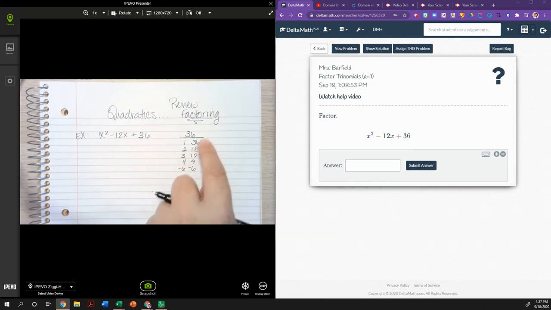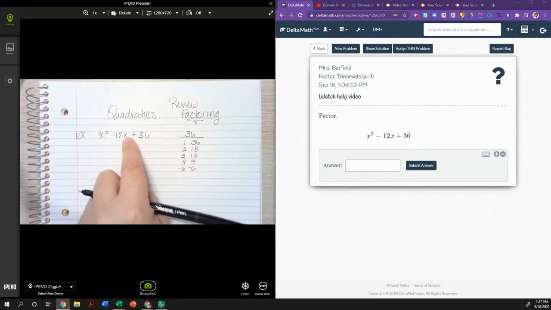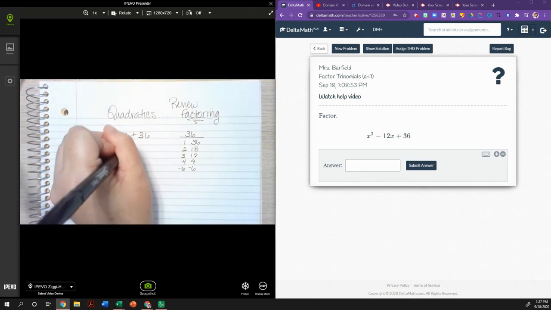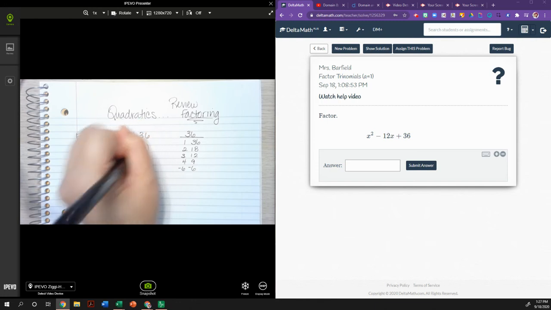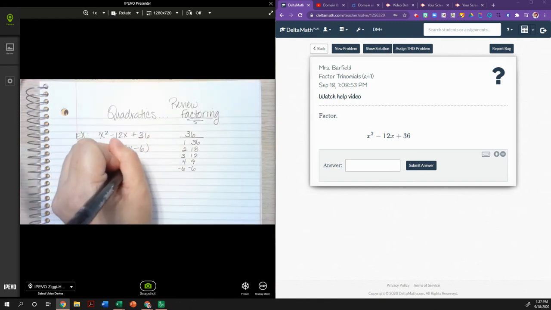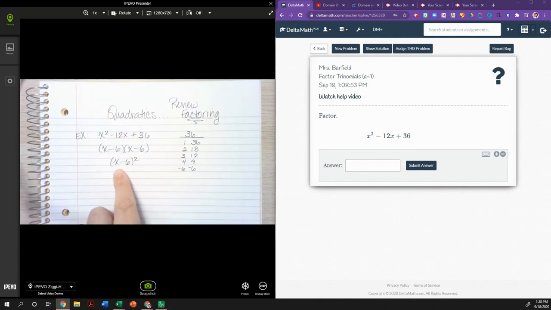They want you to write it as a multiplication problem. Think about what 36 is. The factors of 36 are 1 and 36, and when I multiply them, I get 36. So what do I multiply to get this statement? Well, I'm going to multiply x minus 6 times x minus 6. And if you remember from your previous classes, when it's a repeat, we write it in exponent form. Okay, so x minus 6 squared.